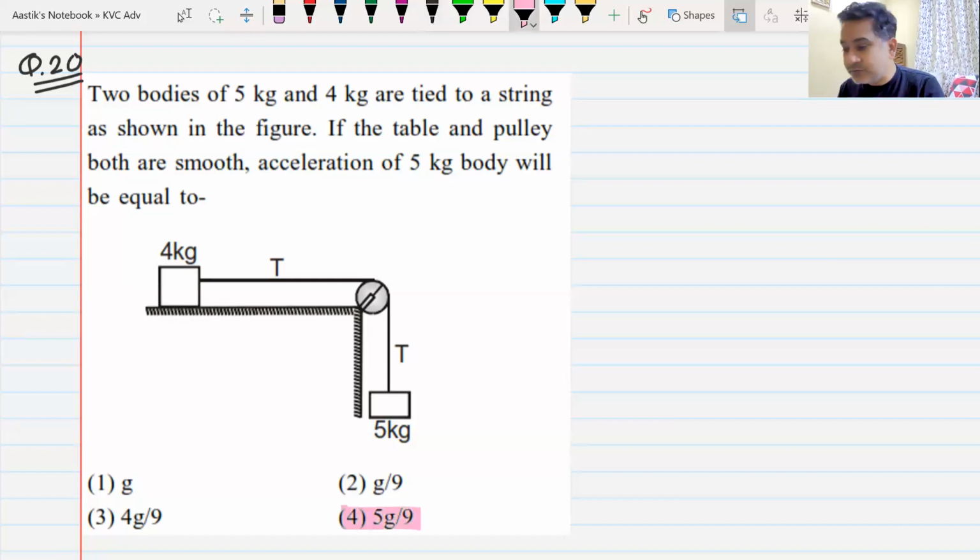You said 4 or 2? 4, sir. 5g by 9. As you said, 5g by 9. I thought 4g by 9, so I was like, no. 5g by 9, that is correct. Everyone got this? Yes or no? How are you supposed to do this?